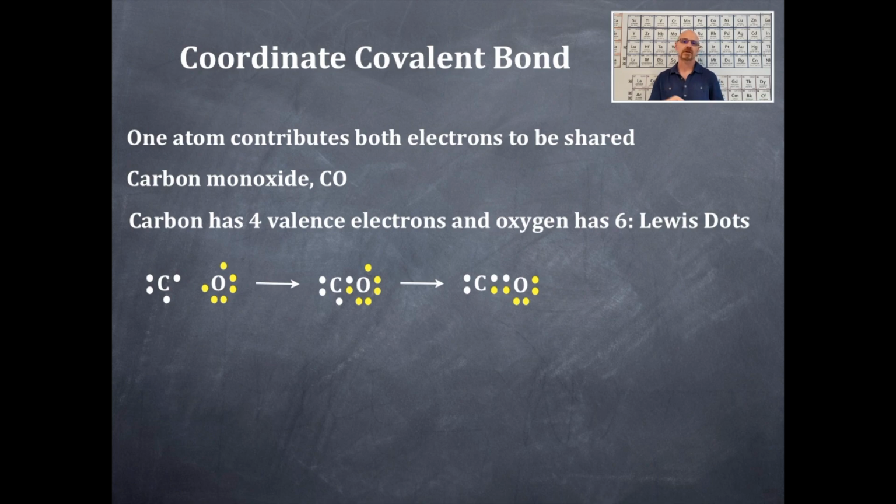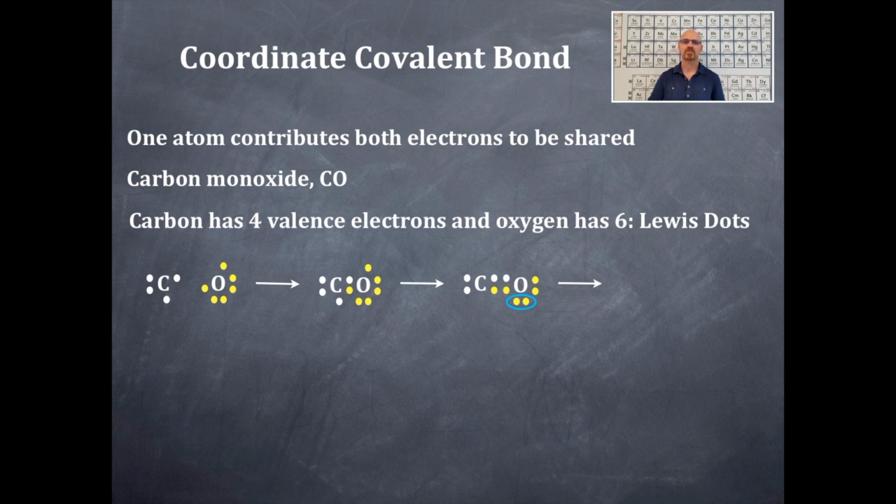So you should see that there's 1 yellow, 1 white. That's actually a double bond. But that carbon is still lacking an octet, and I need an octet for that carbon as well. So this is what we're going to do. We're going to move over both of these electrons.